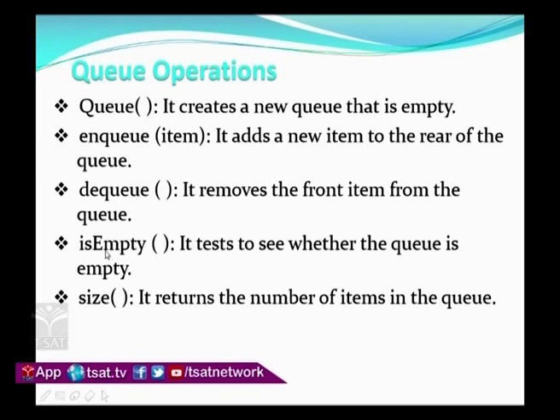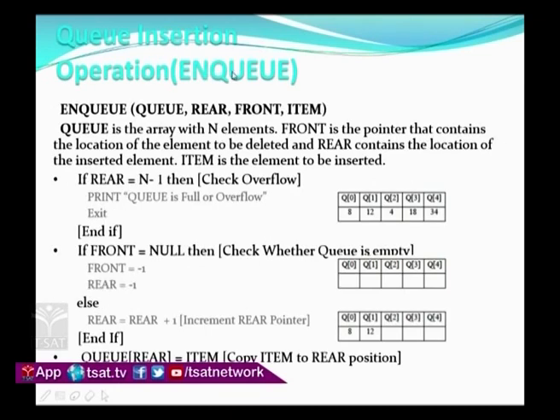In these cases, if the queue is not full, NQ is possible. If the queue is full, NQ is not possible. Coming to the DQ operation, if the queue is empty, DQ is not possible. And size returns the number of items in the queue. How many items are in this queue, that is returned by this. And this is the pseudo code for this: if rear equal to n minus 1.